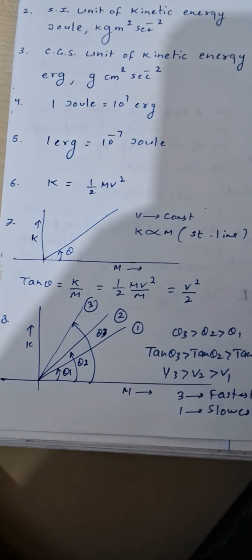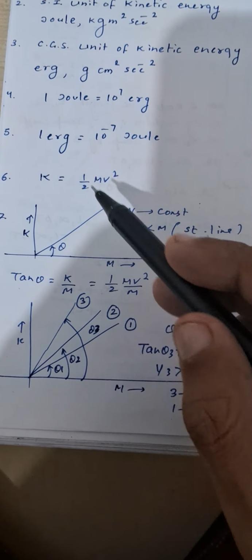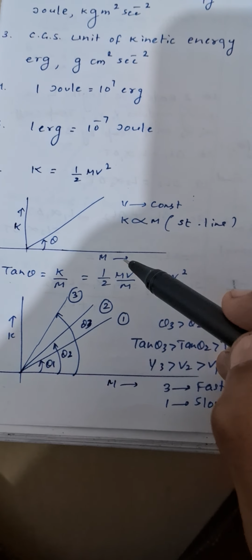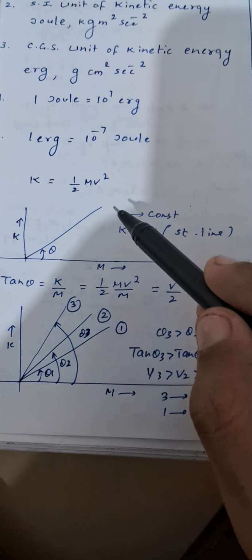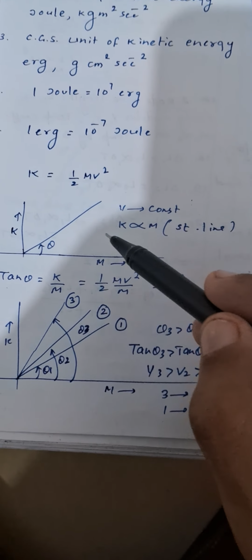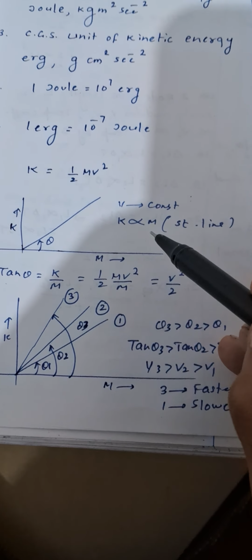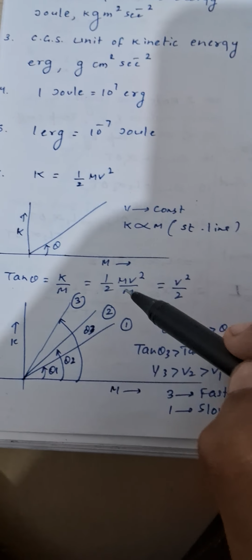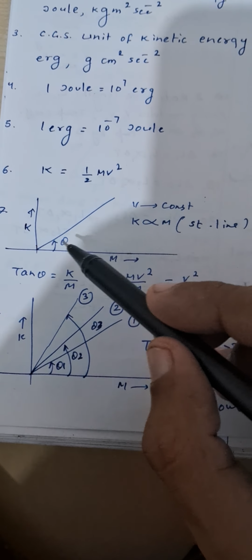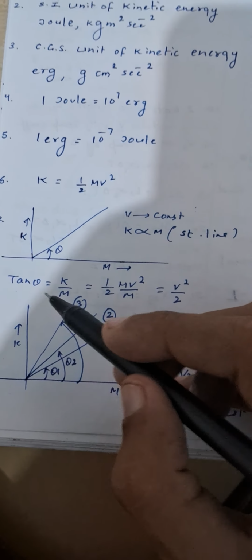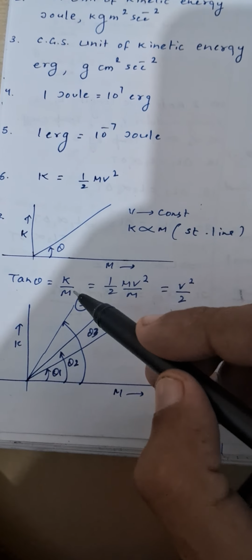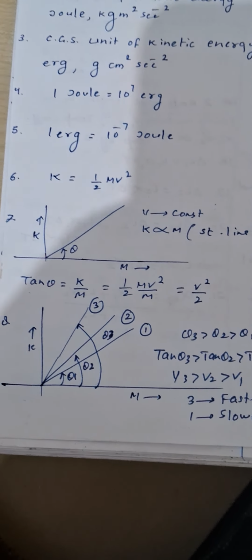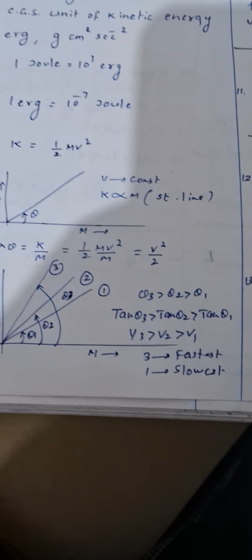Now let's study some graphs related to kinetic energy. So the first graph is between kinetic energy and mass. So we can say that if speed is constant, then kinetic energy is proportional to mass. So the graph will be a straight line. Now if we need to find angle theta, then we can say that tan theta is equal to k by m, which comes out to be v square by 2, where v is the speed of that particular body.